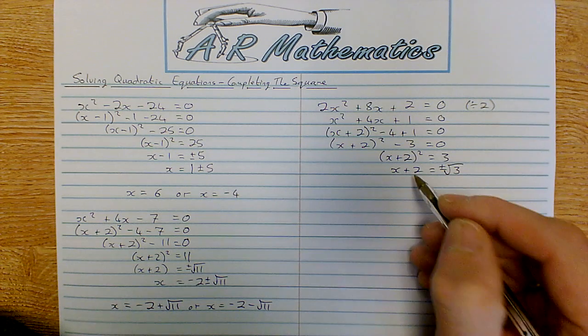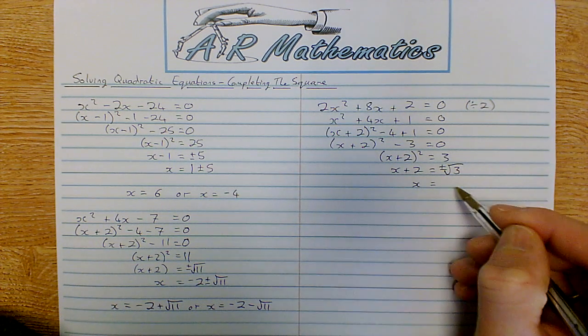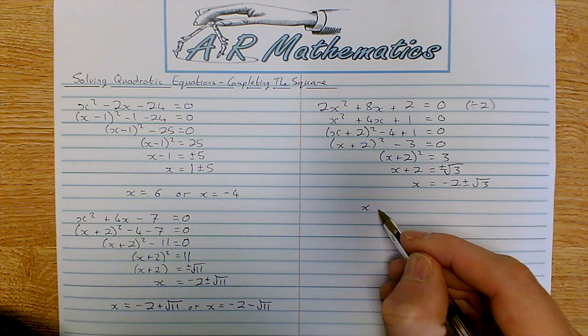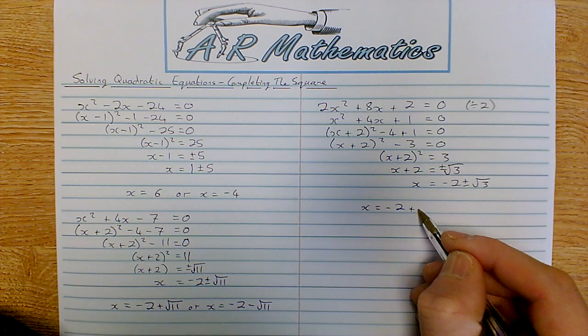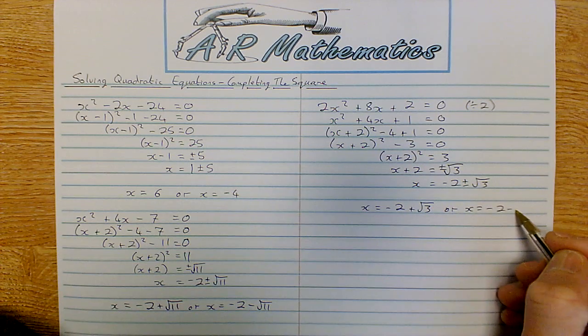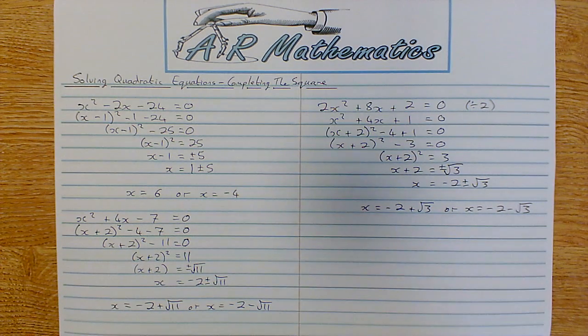it's plus or minus root 3, and then I'll subtract the 2, so I get minus 2 plus or minus root 3. So my two solutions are x equals minus 2 plus root 3, or x equals minus 2 minus root 3. And that's finished.